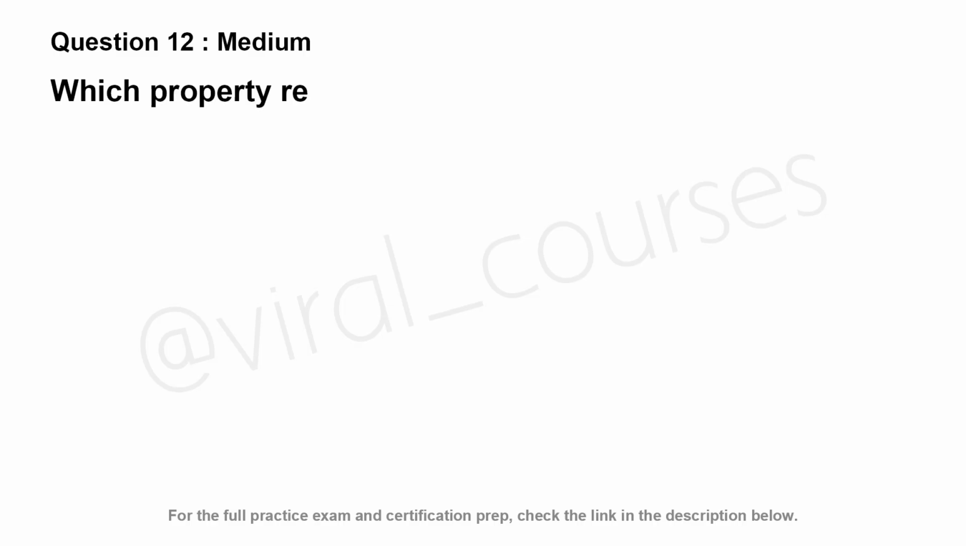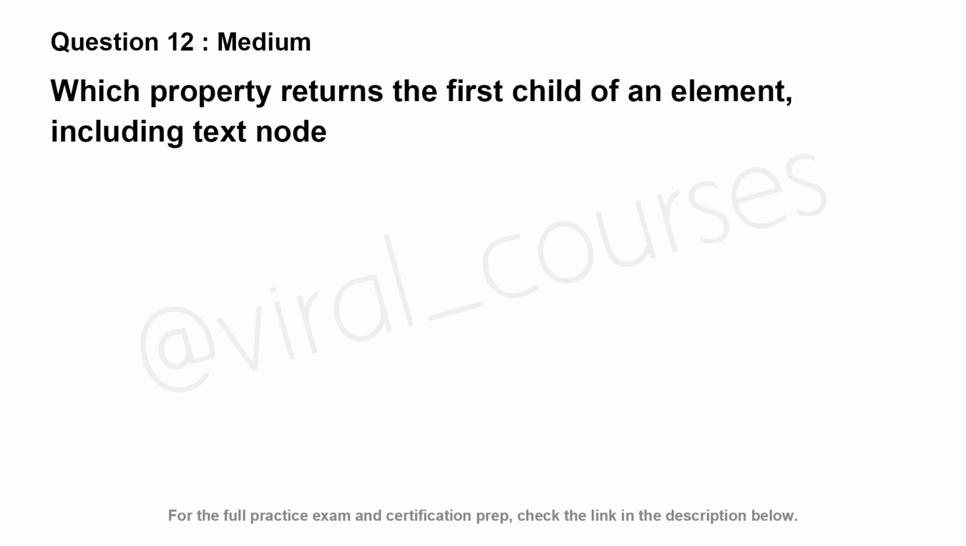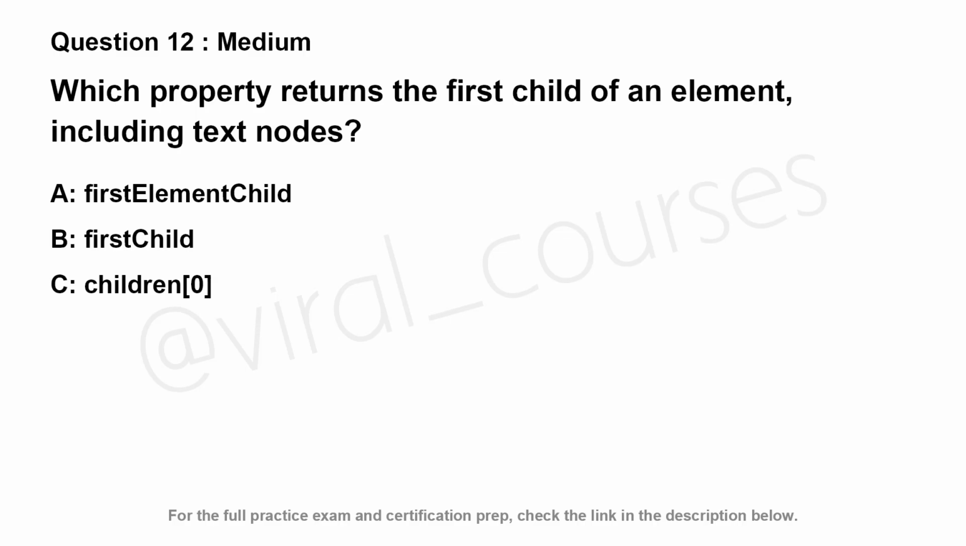Which property returns the first child of an element, including text nodes? Option A, firstElementChild. Option B, firstChild. Option C, children[0]. Option D, childNodes[1].